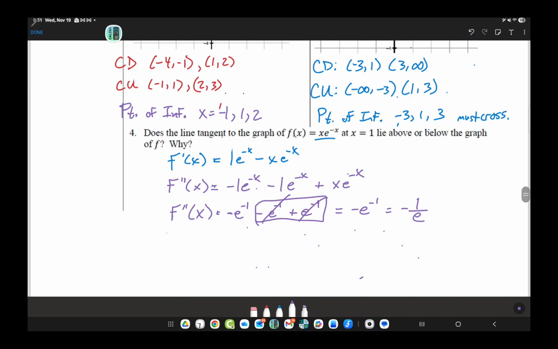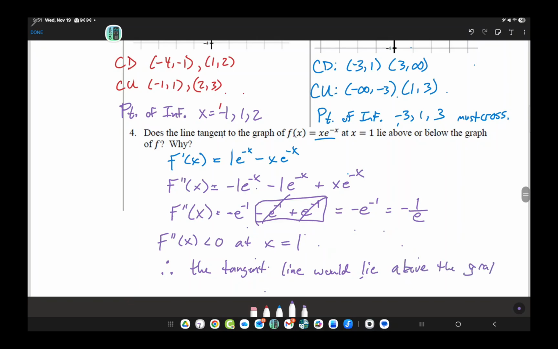So f double prime of x is less than 0 at x equals 1. Therefore, the tangent line would lie above the graph of the function, because it's concave down.